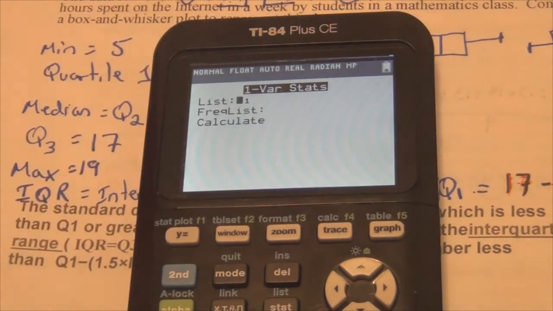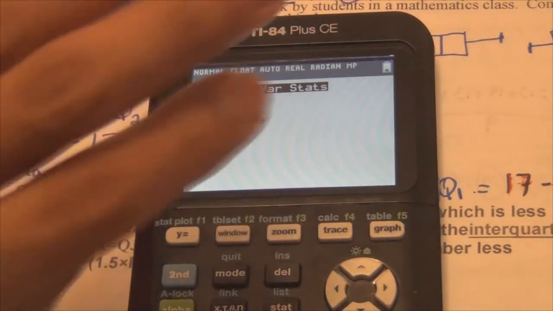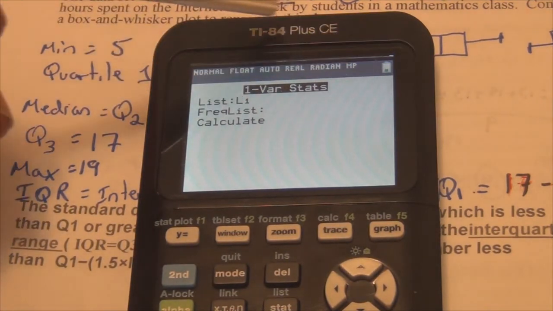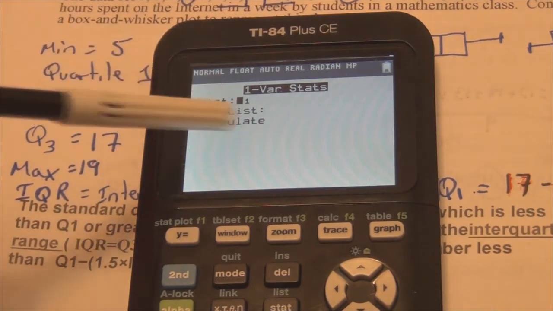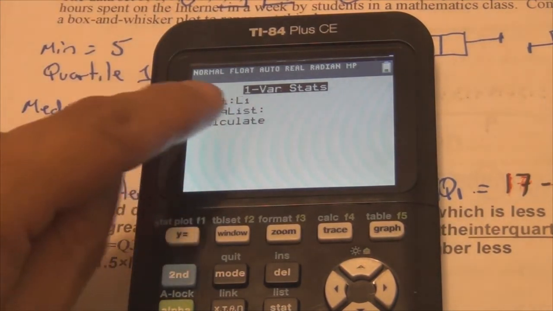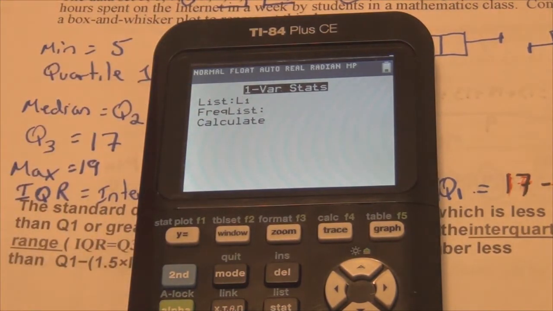And now the calculator, if it's not this calculator, forget it. You're going to have to enter some other commands. But if it's the TI-84 Plus C or the TI-84 Plus CE, then it will give you a nice menu. So it says your list. Where did you put your list? I put it on L1, so it's by default there.